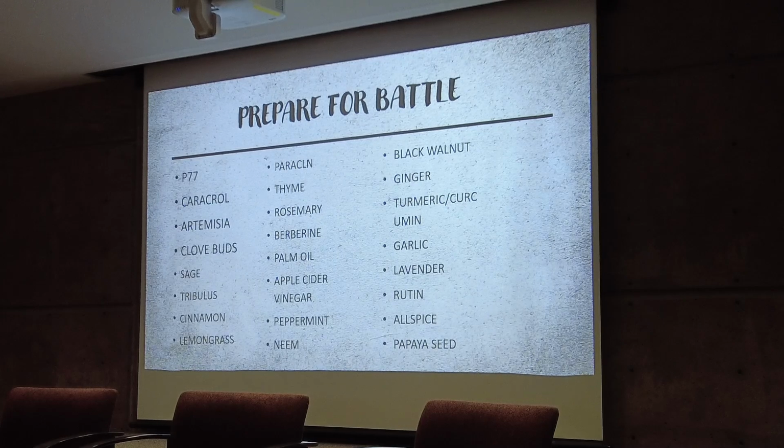P77, which is the combination of Artemisia, carvacrol, and beta-pinene. Carvacrol by itself, which is oregano oil. Artemisia, which is also called wormwood, and there's various forms of wormwood, but any sweet wormwood works. Once again, we have the clove buds down there.